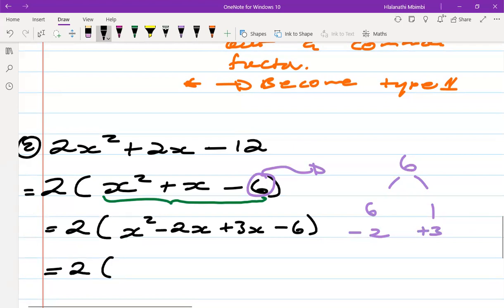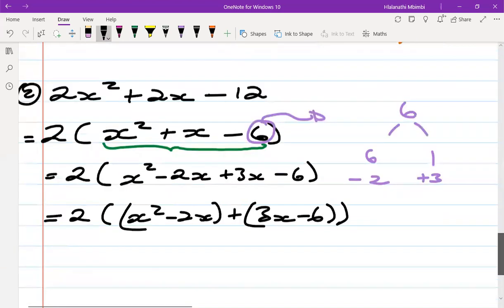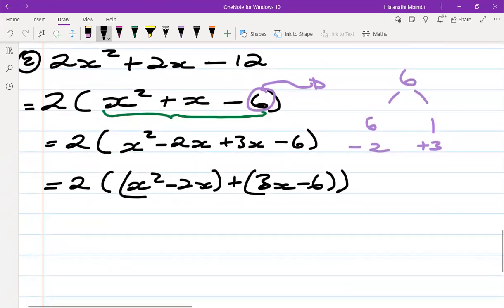If you look at the first ones, you can group x squared minus 2x like that. And then group this business over here, which is 3x minus 6, my apologies. And then you have it like that. Now, as I'm continuing, just note that this problem is now a classic example of type 1. As soon as I took out the common factor, this problem was just the same as type 1.